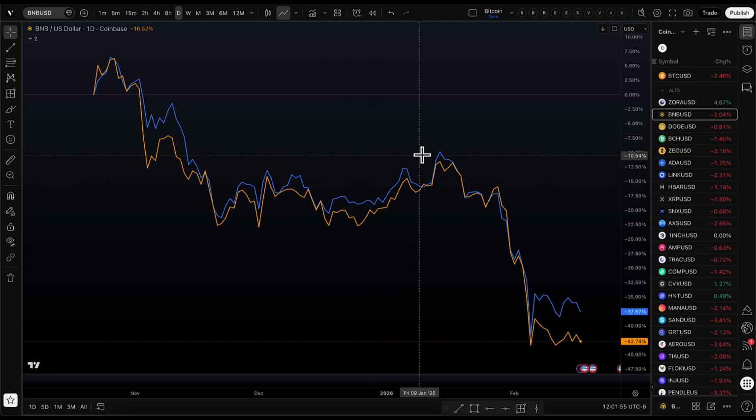Okay, how are these two going? Okay, well, not so good. So both of these are exhibiting really a degree of weakness. We can pop in a red for BNB. We can see BNB is below Bitcoin's waterline.